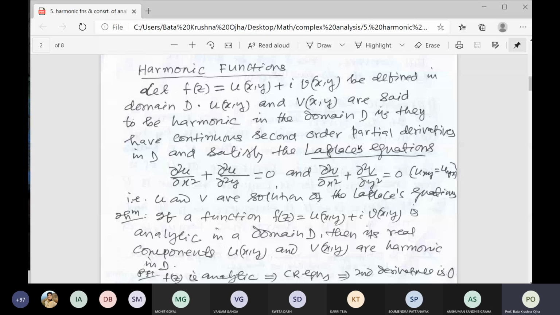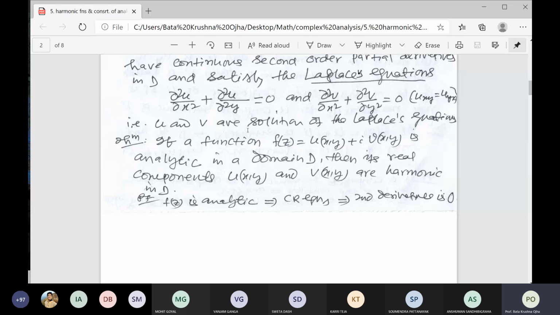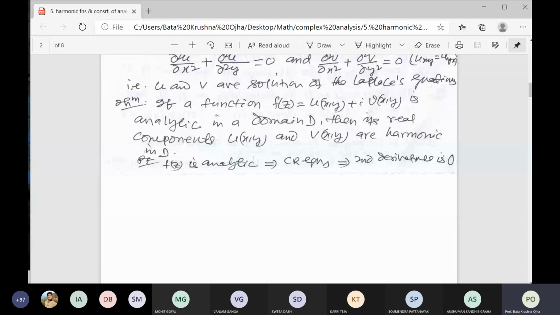That means u and v both are a solution of the Laplace equations, then that is called also harmonic. So if the function f(z) equals u plus iv is analytic in a domain D, then real component u and v are always harmonic. That is because of properties. If the function is analytic, then automatically real and imaginary part is always harmonic.